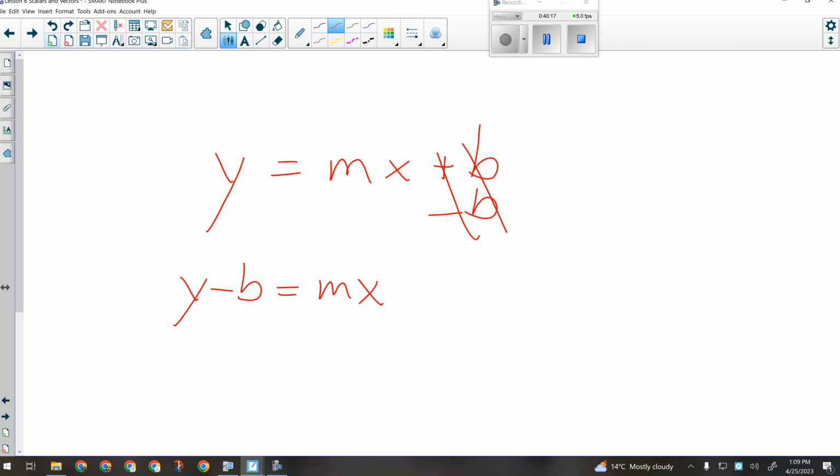Right? I want m by itself. What do I do with x? Just divide by it. Right now I'm multiplying by x. Done. It really doesn't get a whole lot harder than that. We have a whole bunch of formulas that we're going to use in this unit, but this might be the trickiest one.